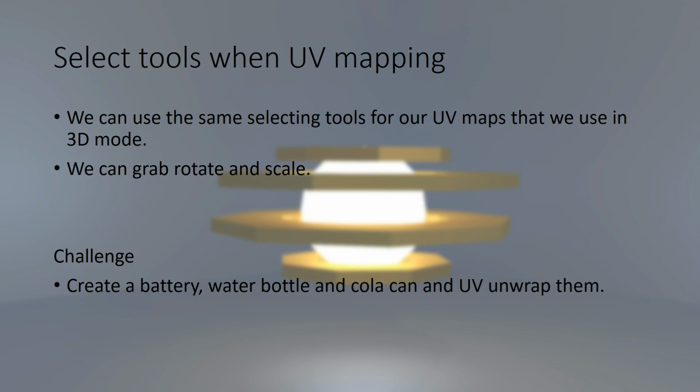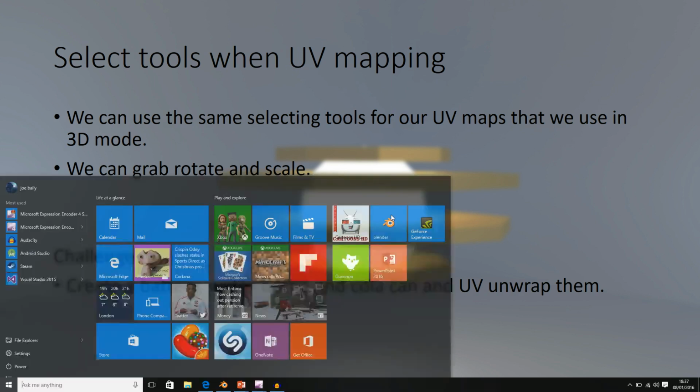In this lecture, we're going to learn how we can use the selection tools when UV mapping. We can actually use the same selection methods for our UV maps that we use in 3D mode. We can still, believe it or not, grab, rotate and scale in the UV maps. So we're going to learn all this, and then I'm going to give you 3 challenges. So let's log into Blender.